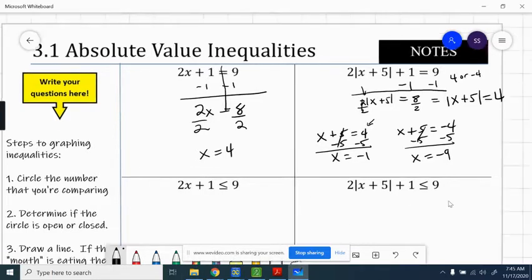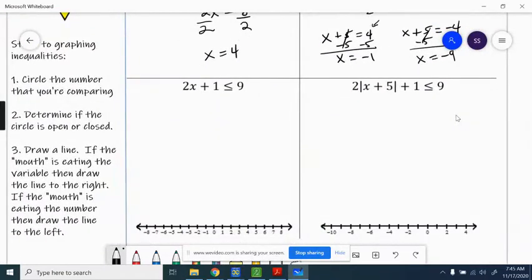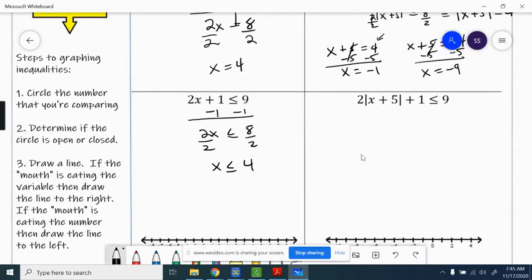All right, so now let's look at another review of solving an inequality here. So again, we're going to solve this the same way we solved an equation. We're going to subtract 1 on both sides and then divide by 2. And I'm left with x is less than or equal to 4. And then pause the video if you need to. I went ahead and put the steps for graphing inequalities here. So pause the video and write those notes in the margin.